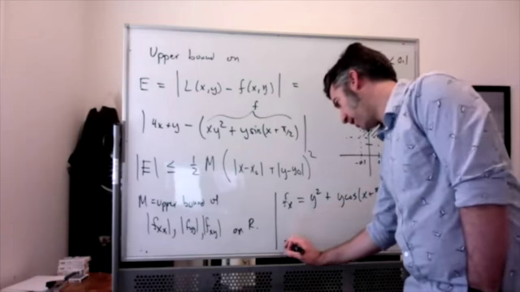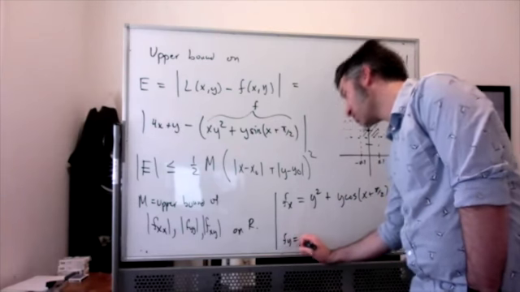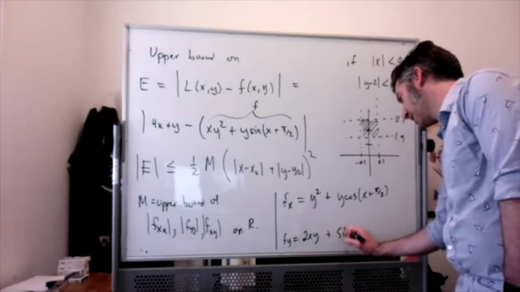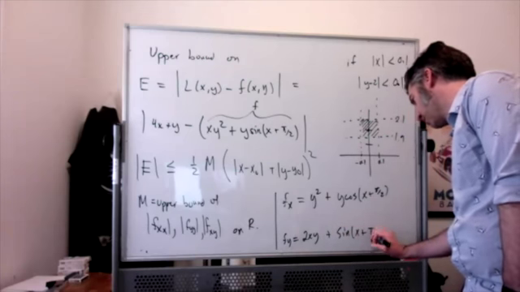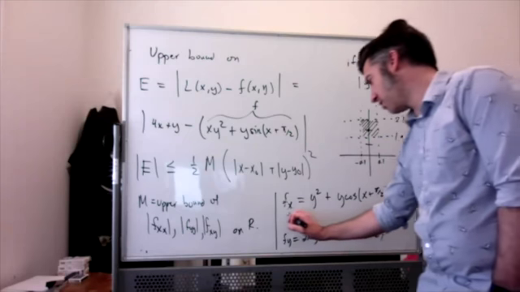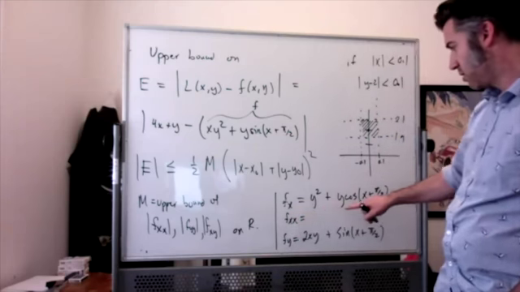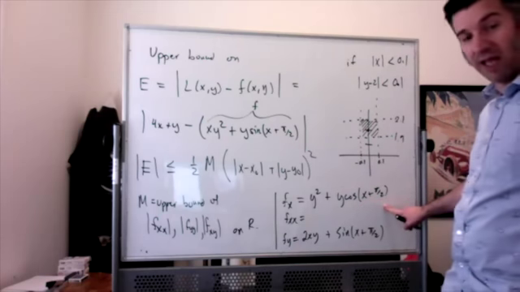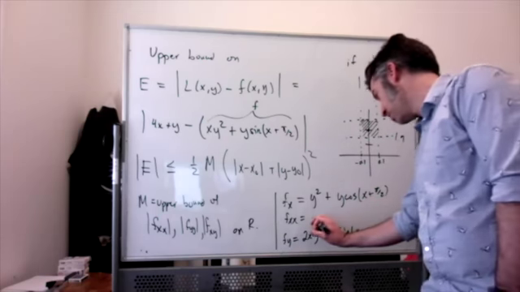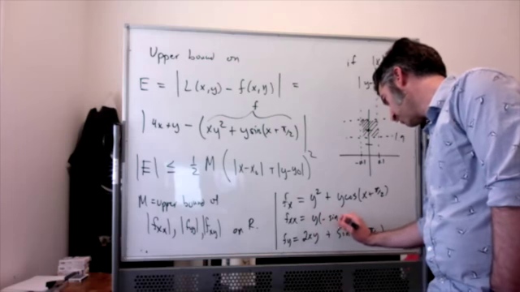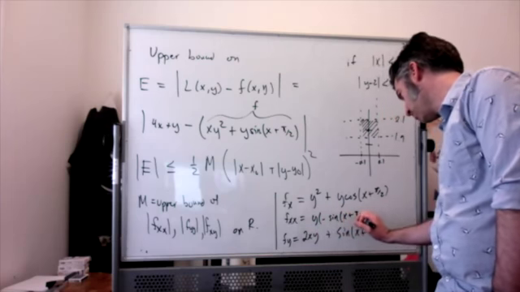And fy we found to be 2xy plus sine of x plus pi over 2. It looks like fxx is going to be 0 plus y times the derivative of this, which is going to be negative sine of x plus pi over 2. So it'd be y times negative sine of x plus pi over 2.